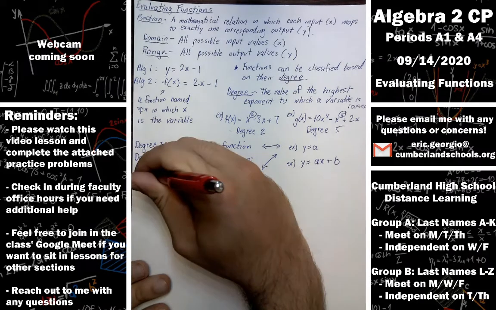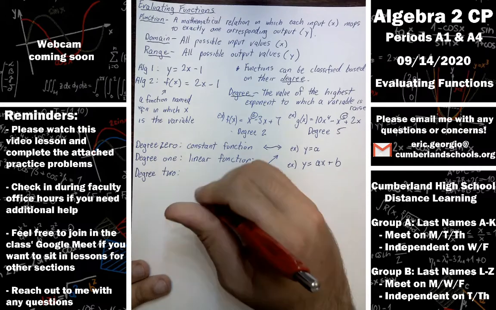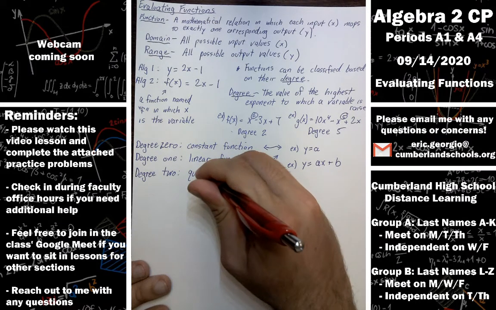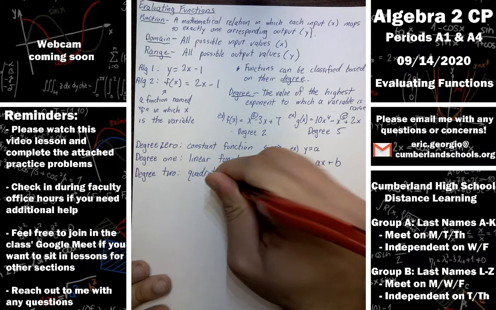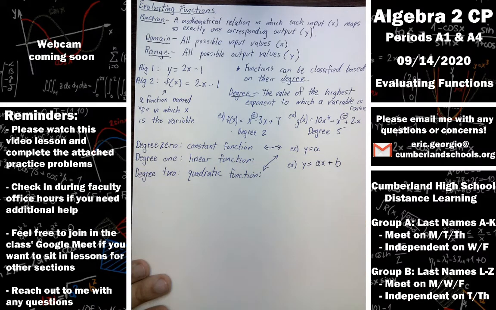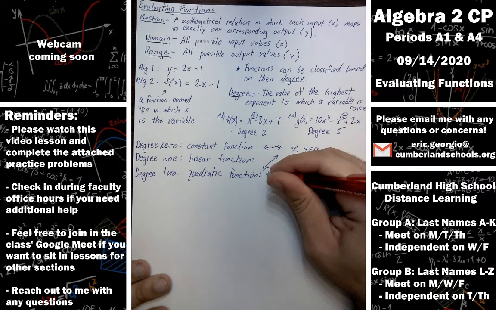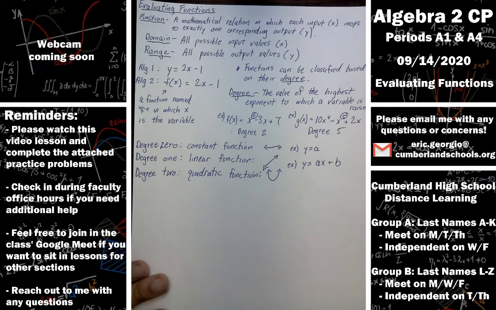Going up from there, you have a degree 2 function. We're going to talk a lot about degree 2 functions this year. These are called quadratic. And quadratic functions graph to the shape of a parabola. A parabola looks either like this, or you can have an upside down parabola, which looks almost like an N instead of a U.